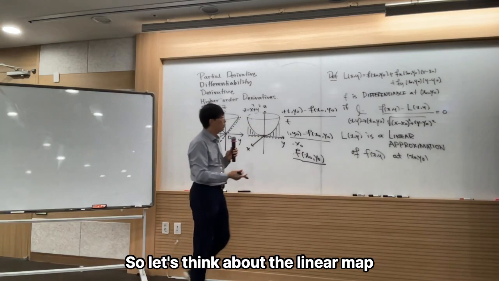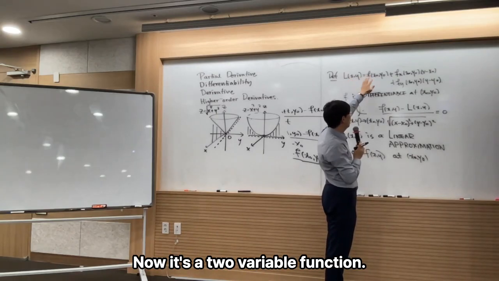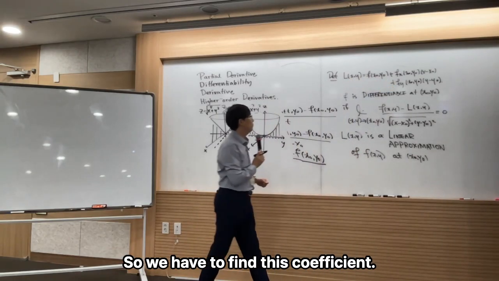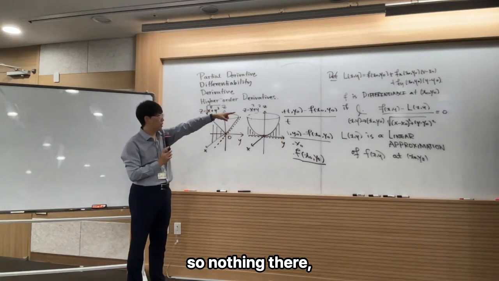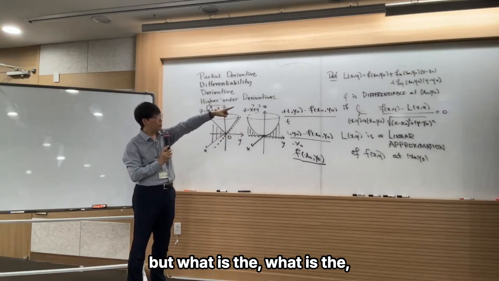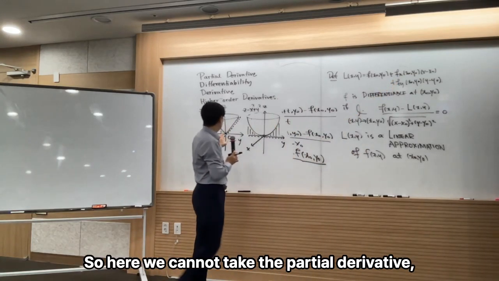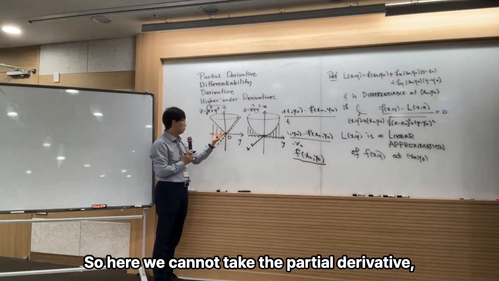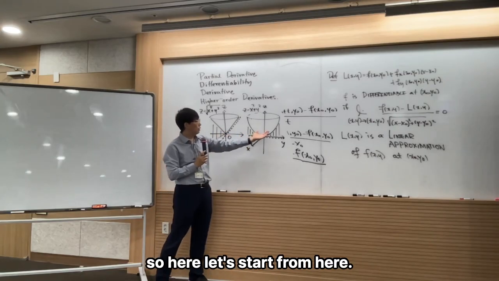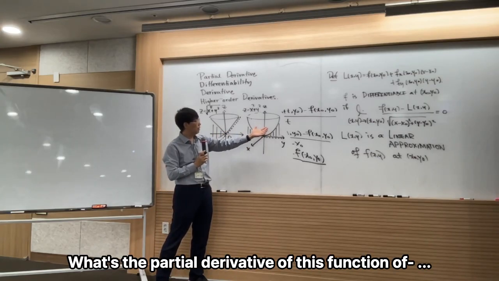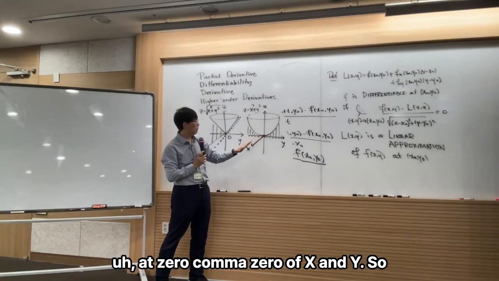Why? So let's think about the linear approximation here. Now it's a two variable function, so we have to find these coefficients. First, the value of the function is 0 for both, so nothing there. But what are the partial derivatives f_x and f_y at the origin? For the cone, we cannot take the partial derivative. So here, let's start with the paraboloid. What are the partial derivatives of this function at (0, 0) in x and y?